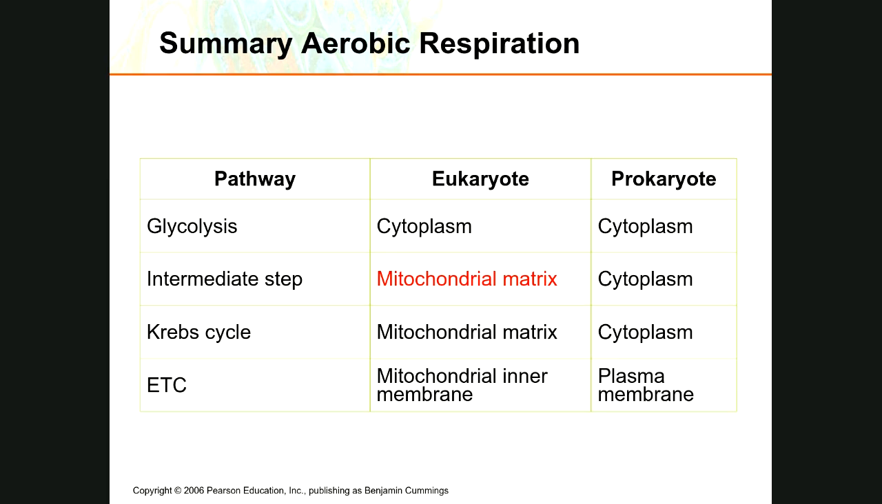An electron transport chain must be embedded in a membrane. So for eukaryotes, it's the inner mitochondrial membrane. But for prokaryotes, it's just their plasma membrane, the cell membrane.